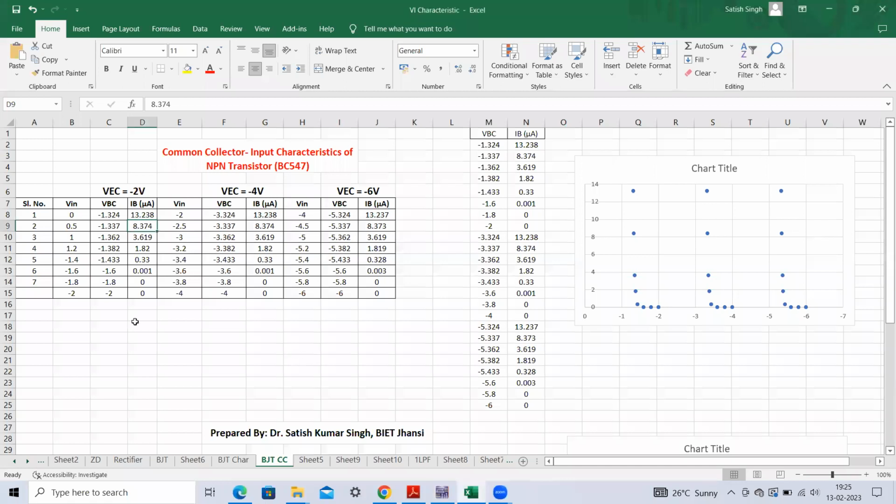In a similar fashion, you can check out any other combinations. So just try to check out this particular value, -1.4. When we make this V in equal to -1.4, what will be the reading?